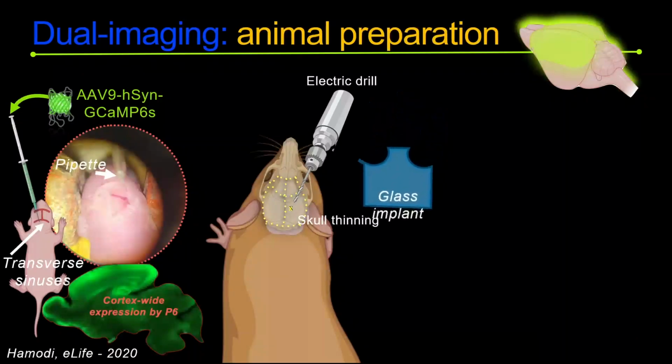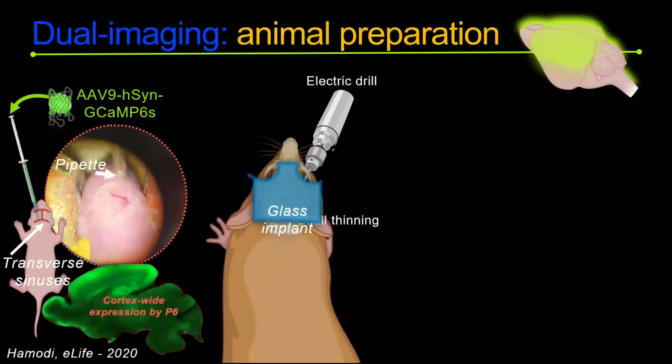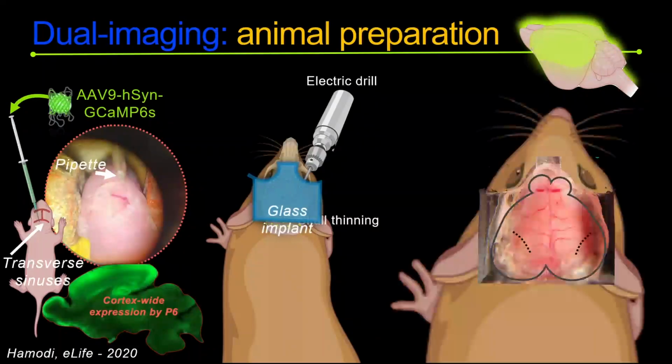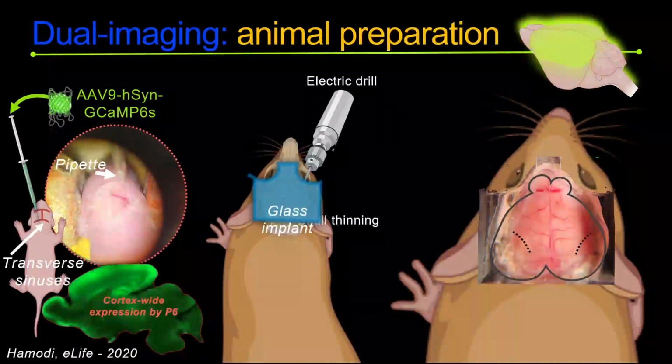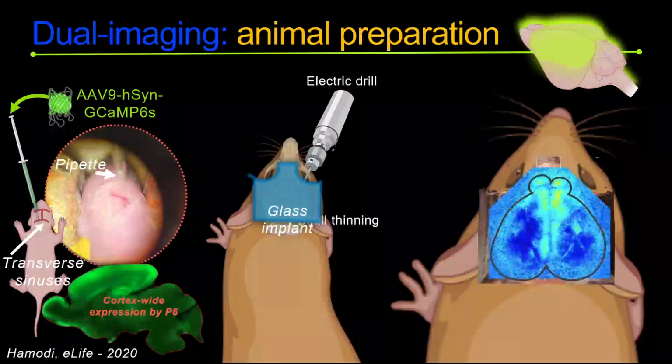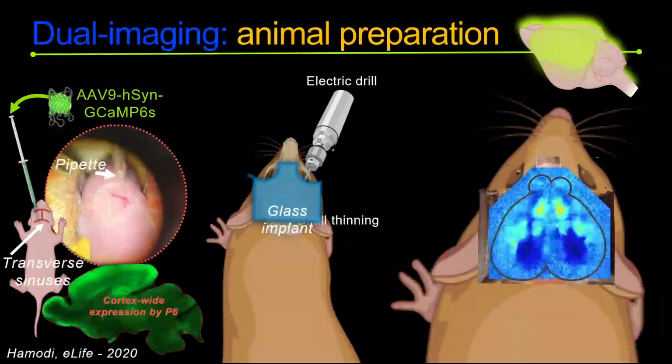Then, by adding glue and dental cement, we can glue an optical implant on top of the head of the mouse, and that gives us permanent access to the cortex. And this implant also doubles as a stabilizer for the head, because we can immobilize the animals through the same implant. This is how the calcium imaging looks from above.